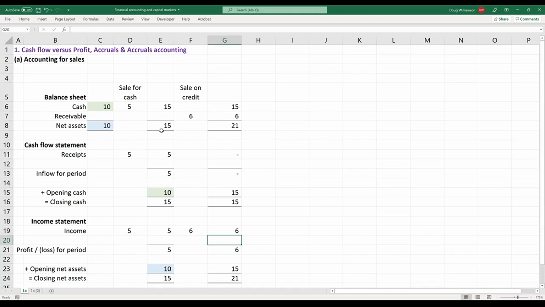Opening net assets for this period were 15. This figure here. Net assets increased by the amount of the receivable from our customer, which was 6, which is our profit for the period. So credit sales increase net assets. They don't affect the cash, and they're an item of income.